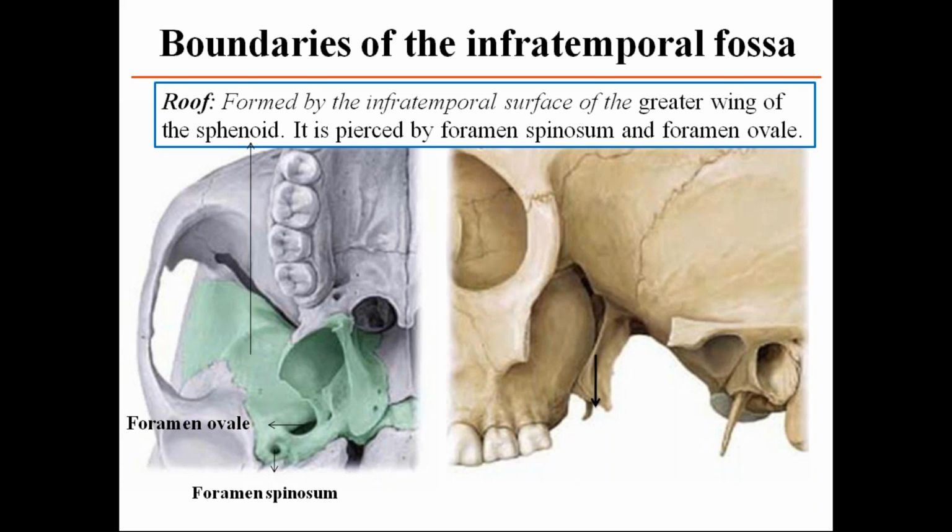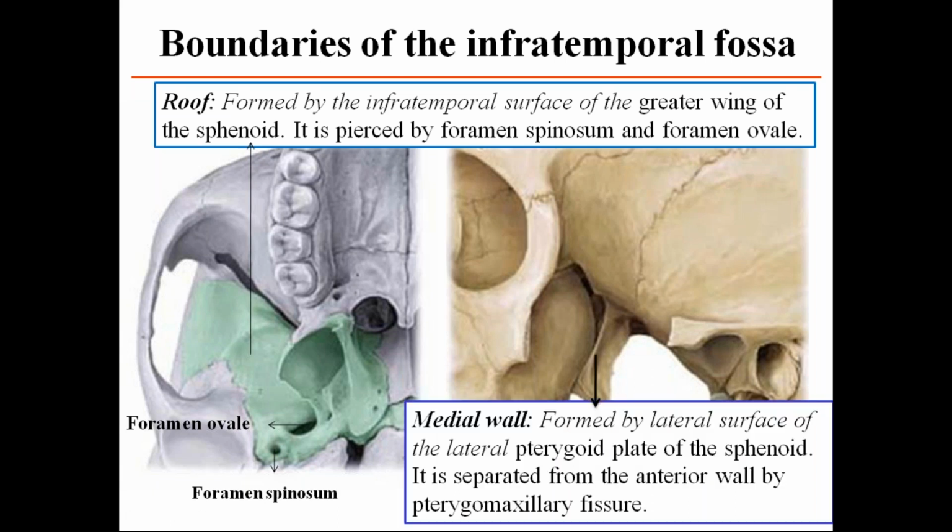And the foramen spinosum transmits the nervus spinosus, which is a branch of the mandibular nerve. Okay. So the foramen spinosum transmits the nervus spinosus, or it is otherwise called the meningeal branch of the mandibular nerve. Okay. So this is about the roof. So next we'll see about the medial wall. Okay. So as I said previously, the floor is open. Okay, the roof is formed by the infratemporal surface of the greater wing of sphenoid.